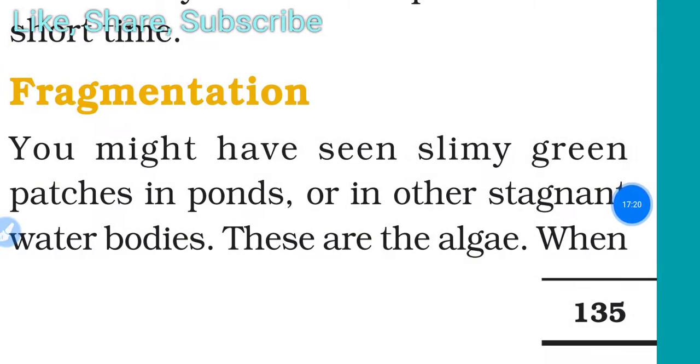Now we move to the next method of asexual reproduction, which is fragmentation. As is clearly understood by its name, it is taken from a fragment of a plant, a part of a plant. You might have seen slimy green patches in ponds or in other stagnant water bodies. These are algae. In Kumaoni you say kai. In your villages, in your nala, there are many green structures outside. You call them kai, or in Hindi seval. In English these are called algae.